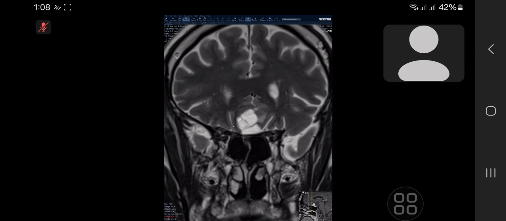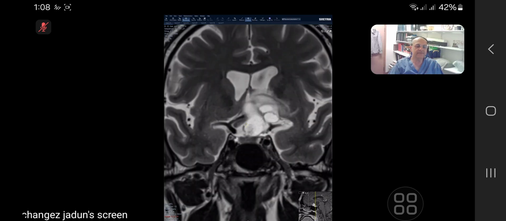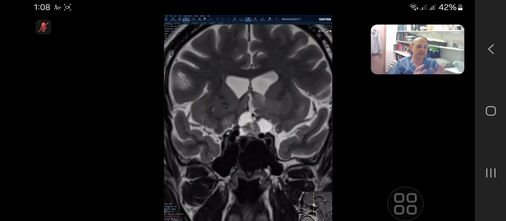And also, you can say that I can separate the circle of Willis vasculature, so it is not a thrombosed aneurysm. So this means you have thought about it, but you have negated it. So you have given the differential, but said, no, this is not the case.